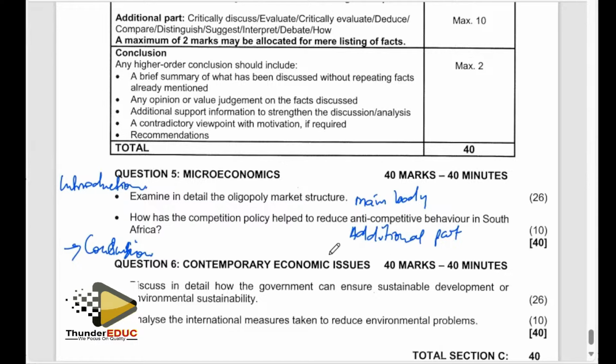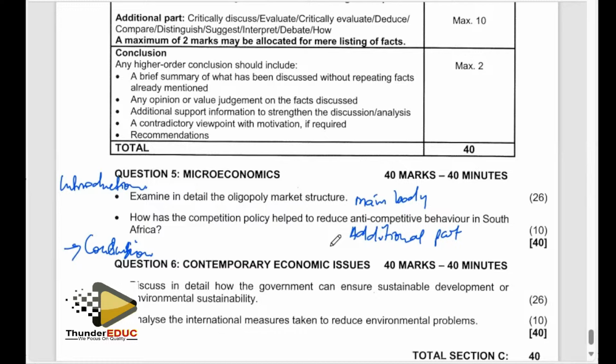How the competition policy helped to reduce anti-competitive behavior in South Africa. The moment there is competition, what about competition in South Africa? Remember, we have the Competition Act of South Africa, and this Competition Act has actually been established to promote competition in different sets of markets. Remember, competition is actually being promoted so that consumers won't be exploited. Also, so that consumers can have a wider variety or range of goods to choose from.